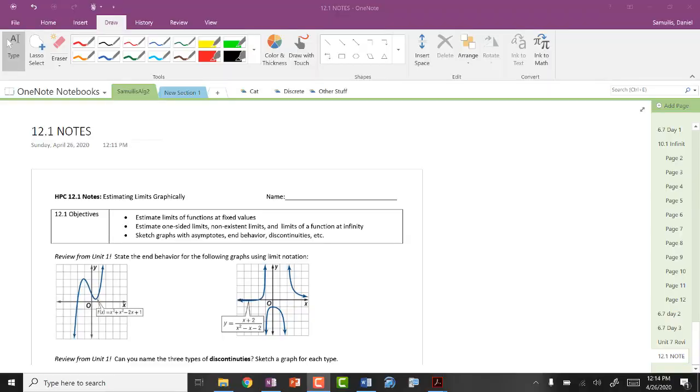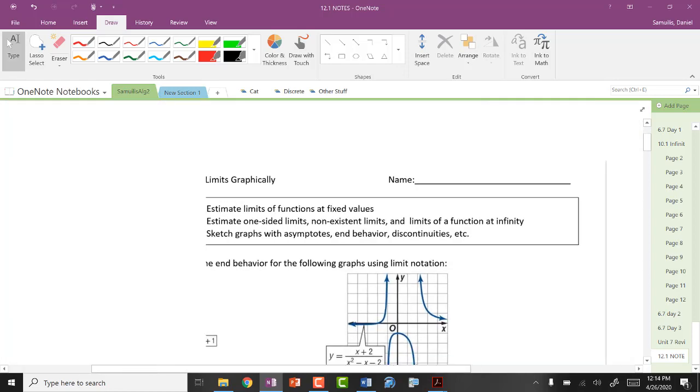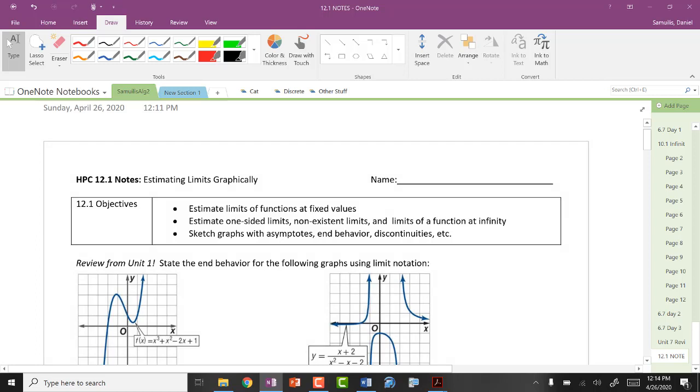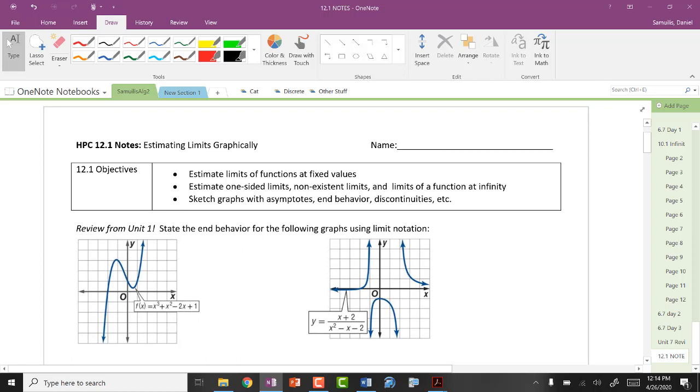All right, so we are now into the last unit of pre-calc, which is the introduction to calculus. And this first section is all about limits. And this is actually going to be the entire set of notes. You guys have the actual printouts of them. I'm going to go through all these notes.